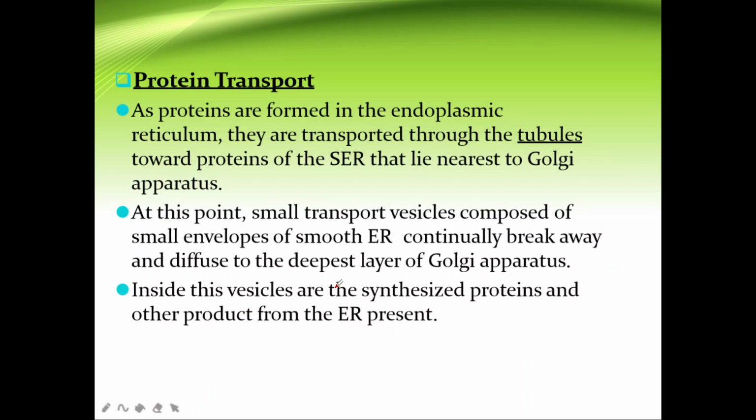Now, protein transport. As proteins are formed in the endoplasmic reticulum, they are transported through the tubules towards portions of the SER, smooth endoplasmic reticulum, that lie nearest to the Golgi apparatus. At this point, small transport vesicles composed of small envelopes of smooth ER continually break away and diffuse to the deepest layer of the Golgi apparatus. Inside these vesicles are the synthesized proteins and other products from the ER.